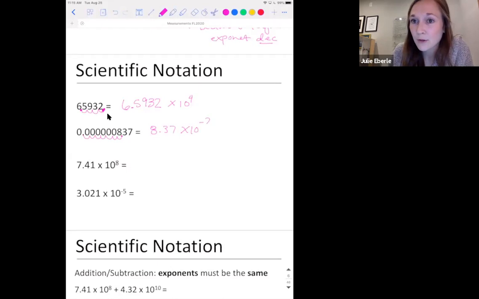Now let's do the reverse direction. So take another minute, convert these scientific notation numbers to standard notation.